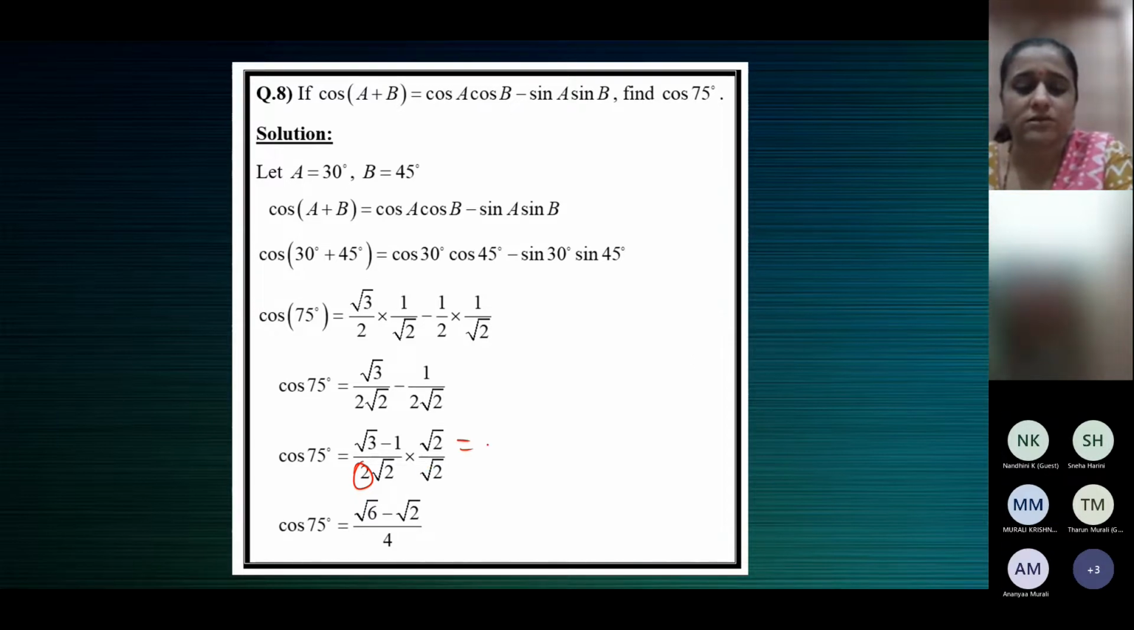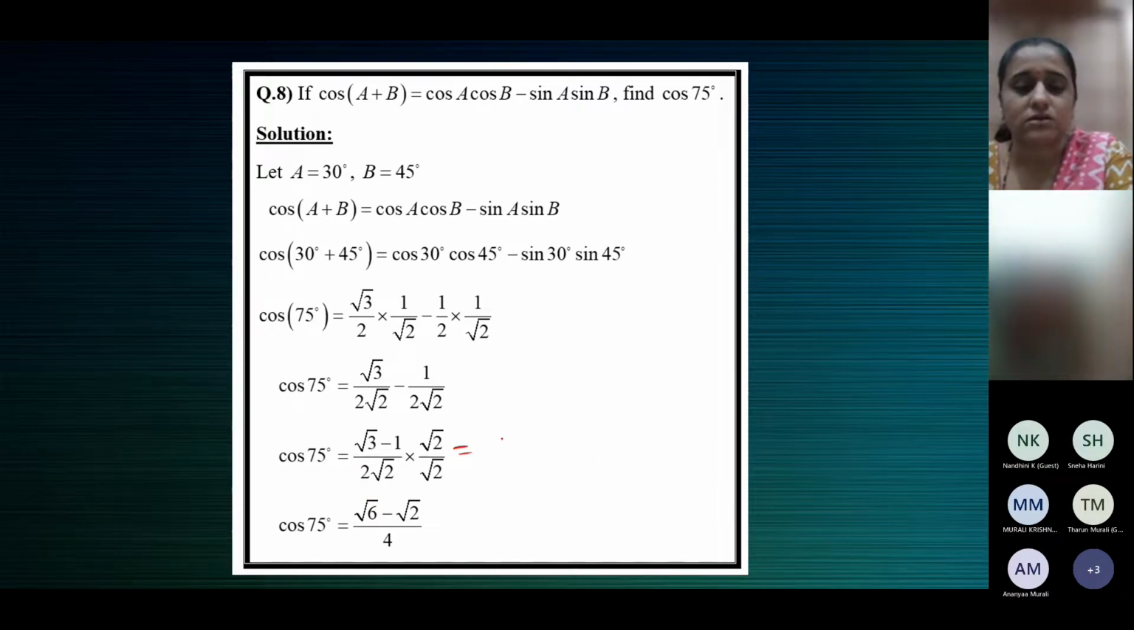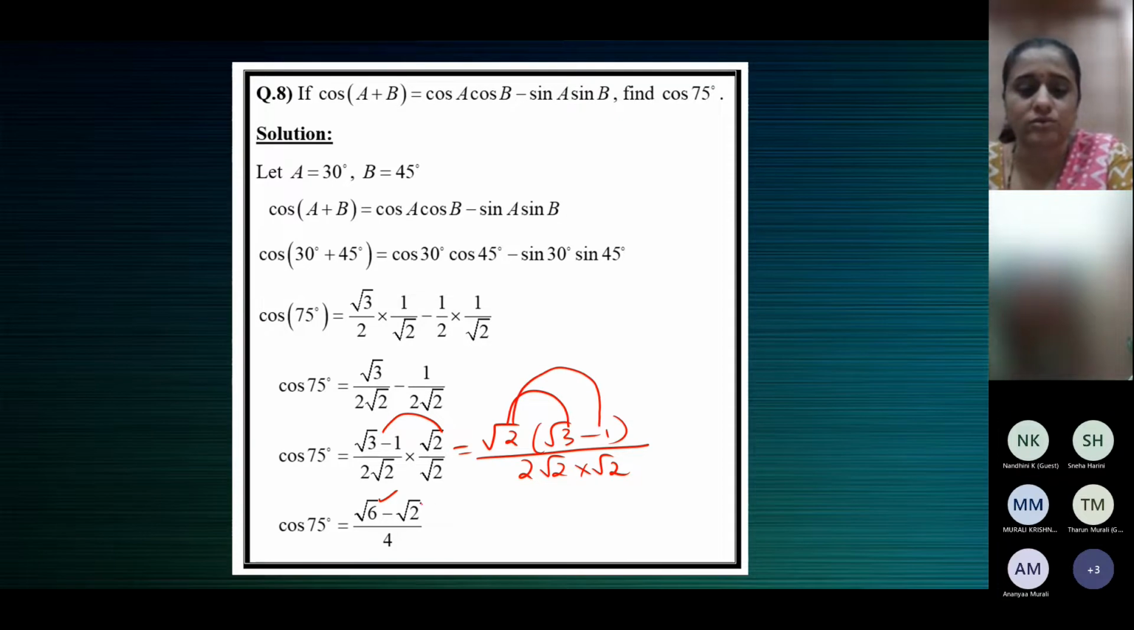So how do we multiply this? Multiply the numerators: root 2 into (root 3 minus 1), divided by, multiply the denominators, 2 root 2 into root 2. So root 2 into root 3 is root 6. Root 2 into minus 1 is minus root 2. Root 2 into root 2 is 2, and 2 into 2 is 4.